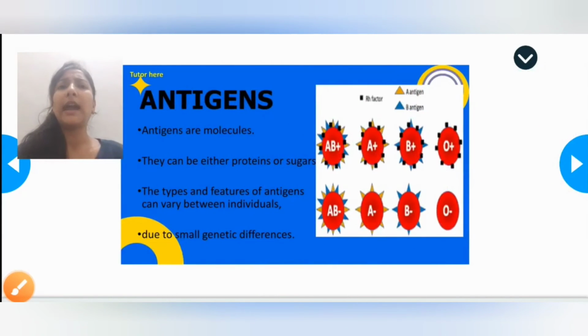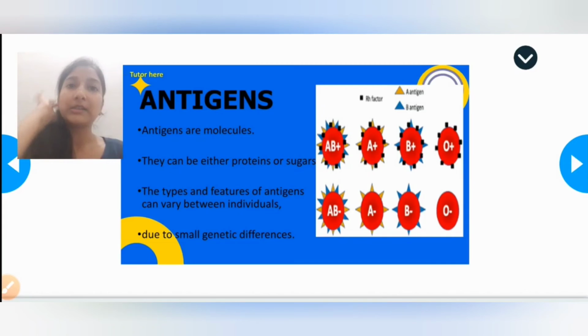Antigens. So what are antigens? Antigens are molecules. They might be proteins or sugars or genes, anything. Just as in the picture, we see there are some blood groups, and on these blood groups there are some triangles showing. Some are yellow and some are blue. The yellow triangles are A antigens and the blue triangles are B antigens.